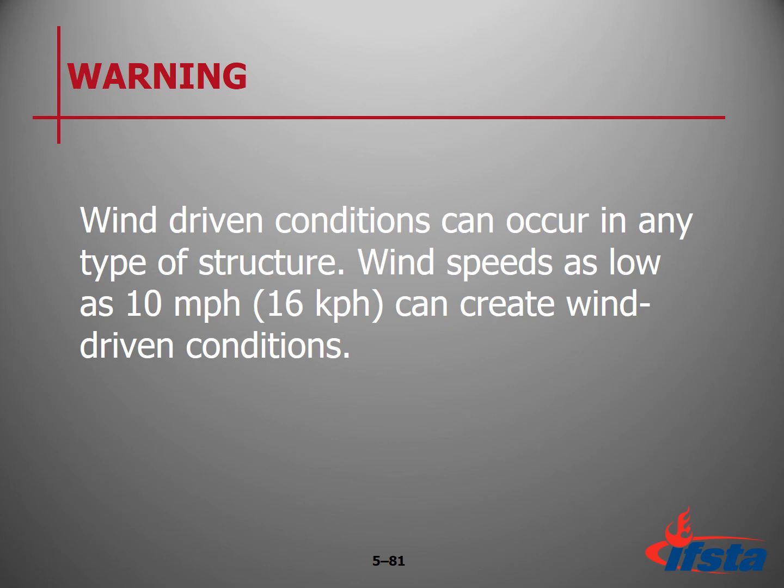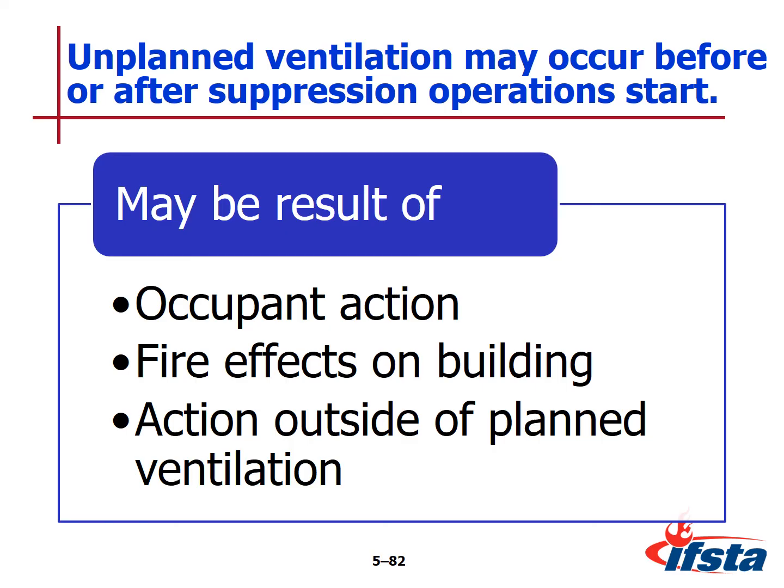I talked about this earlier. Wind-driven conditions can occur in any type of structure. Even a 10 mile per hour wind can create wind-driven conditions. Unplanned ventilation is going to occur before or after suppression starts. It could be the result of an occupant, fire effects on the building itself, ventilating through a wall, ventilating through a roof, or action outside of the planned ventilation.